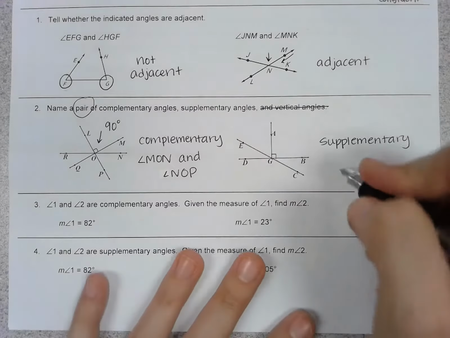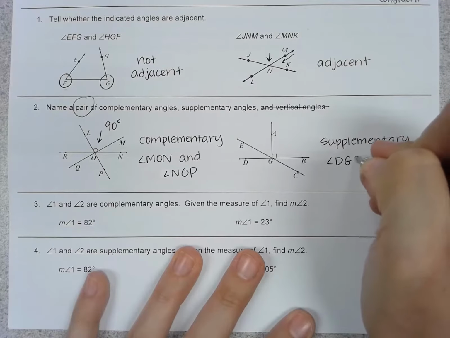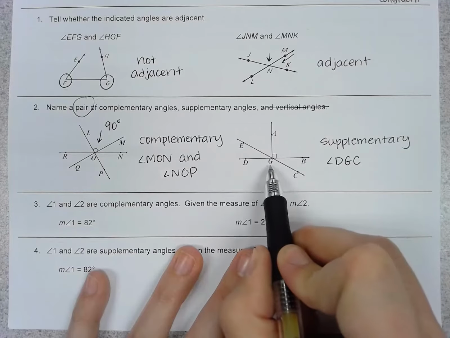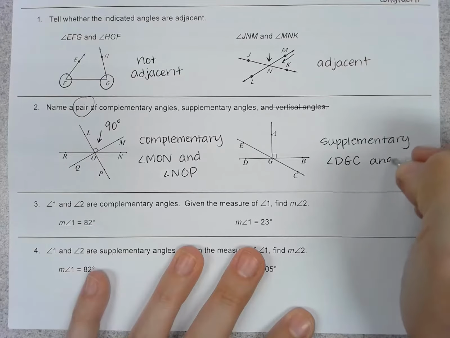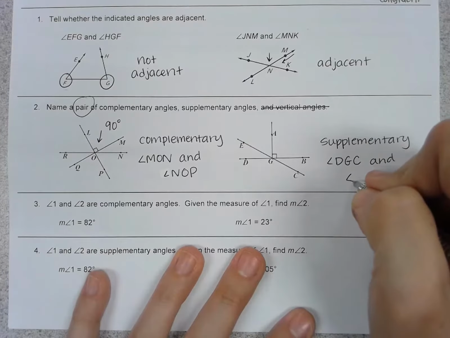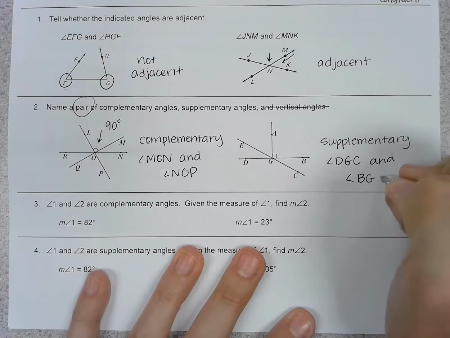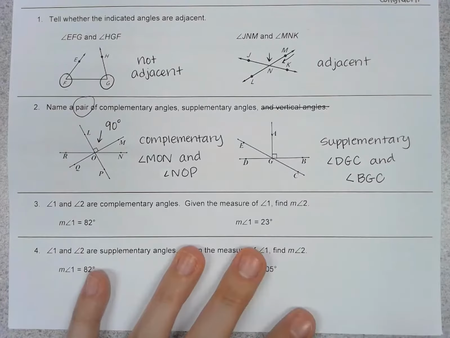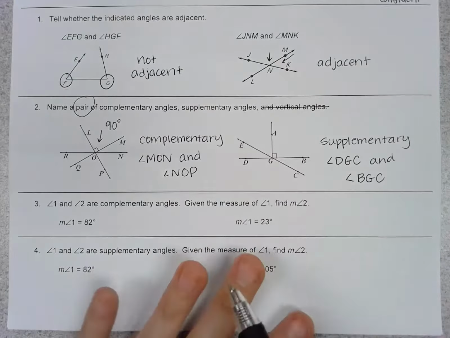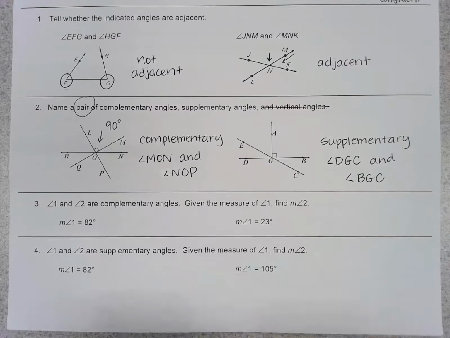So when I answer this one, I'm going to say angle DGC. DGC is this angle right here, and then it doesn't matter which one I give. I'll give angle BGC, which is that angle right there. So these two angles make a straight line, and so they would add up to be 180 degrees.